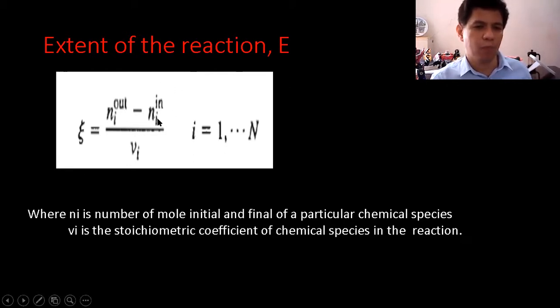Kumbaga, this is the number of moles in the feed. And then nu sub i right here is the stoichiometric coefficient in the chemical reaction. So ang convention natin sa stoichiometric coefficient is pag reactant negative, pag product positive. Just remember that, ano?